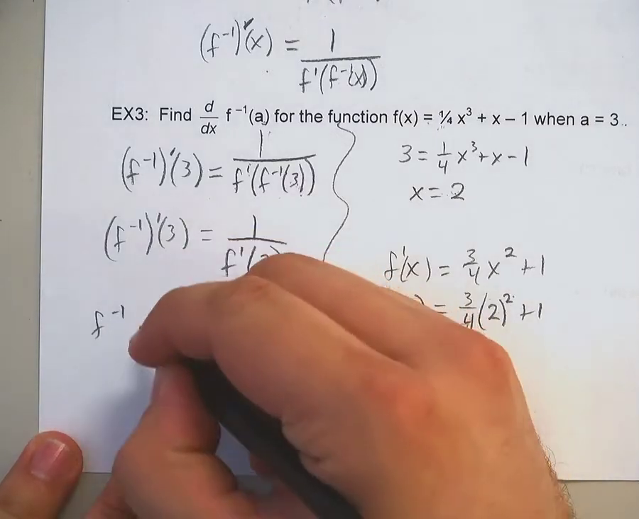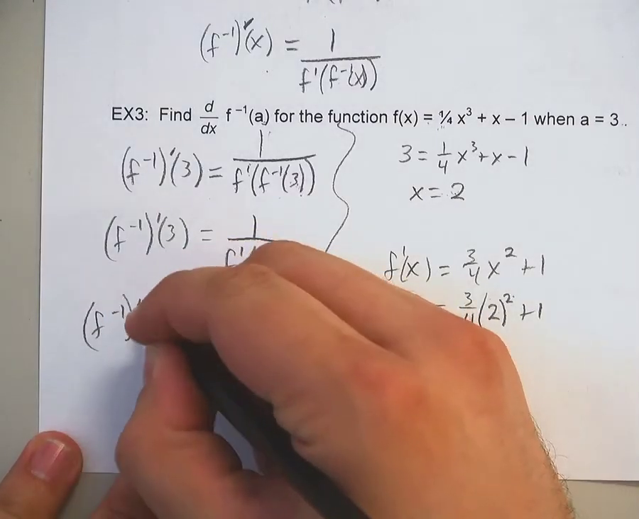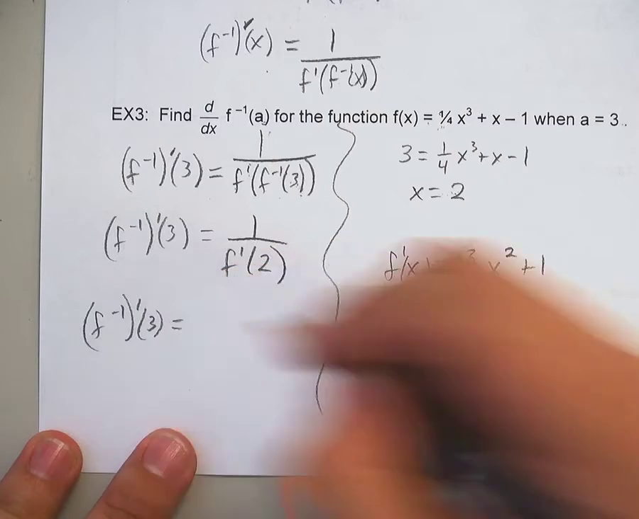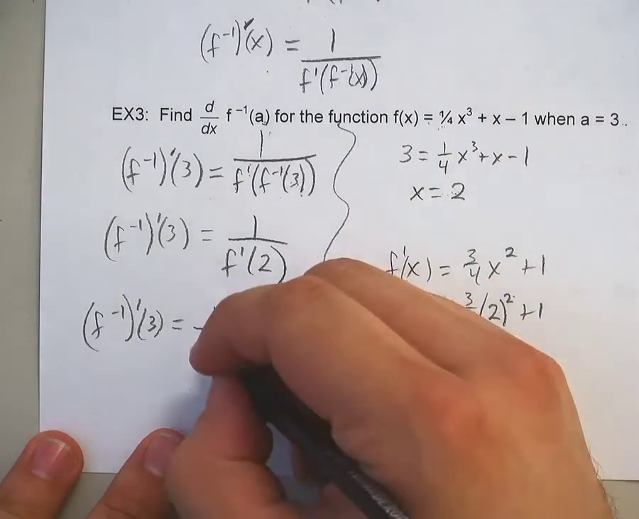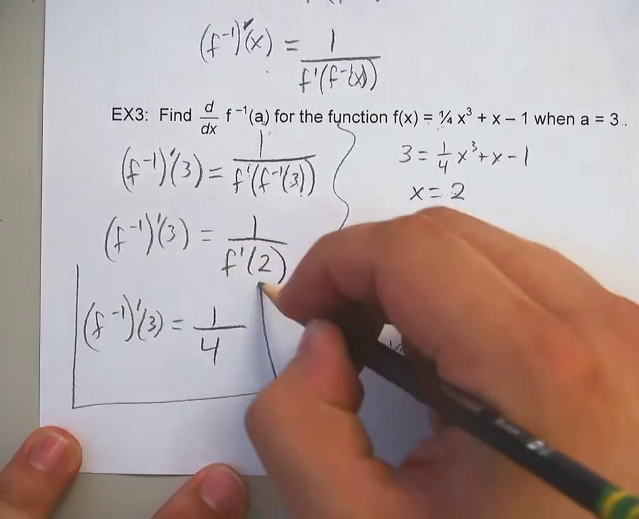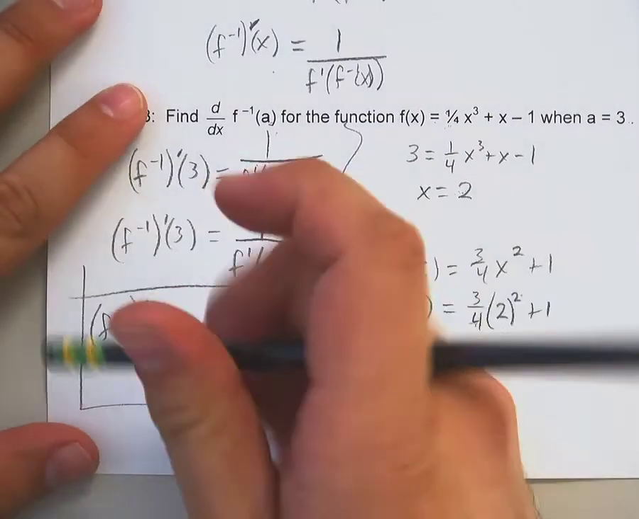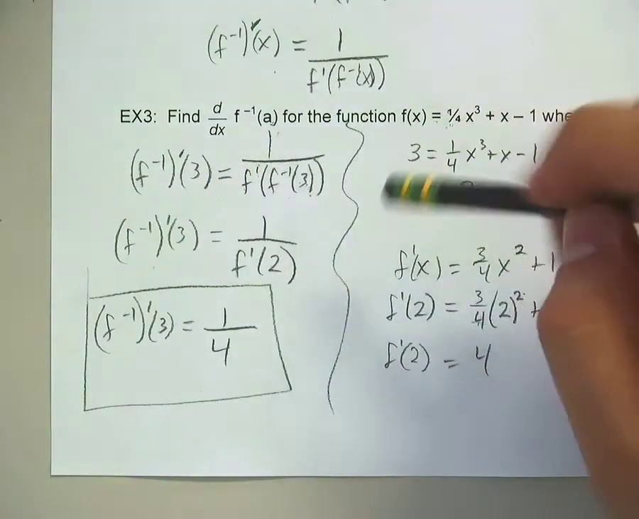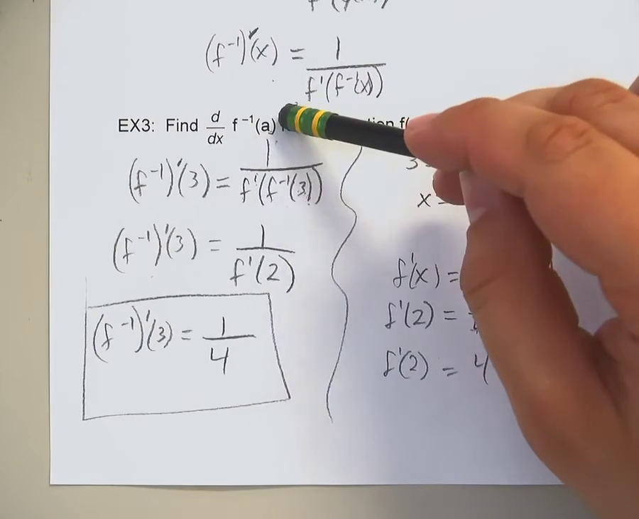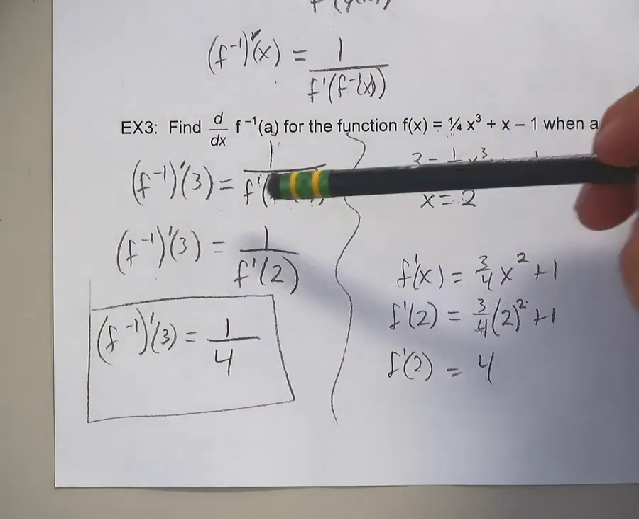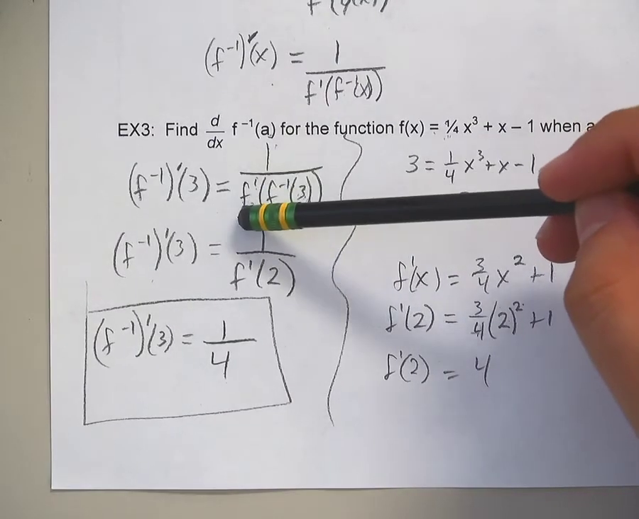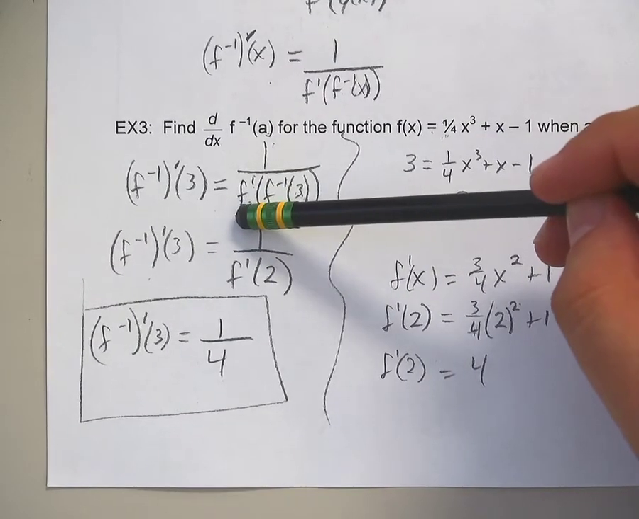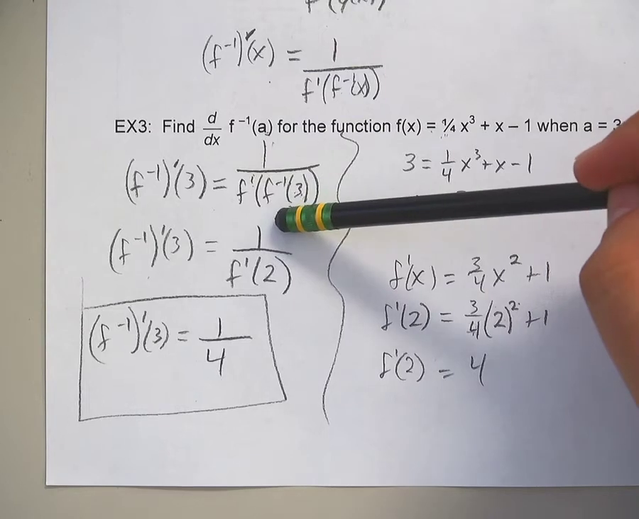F to the negative 1 prime of 3 is 1 over f prime of 2, which is 4. And that's what the question is asking. What is the derivative of the inverse evaluated at a? The derivative of the inverse evaluated at a is 1 over the derivative of the original, evaluated at the inverse of a.